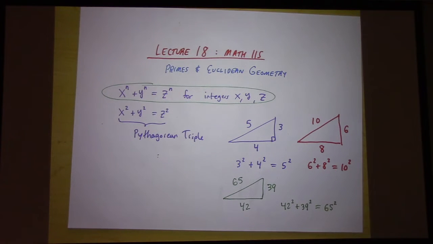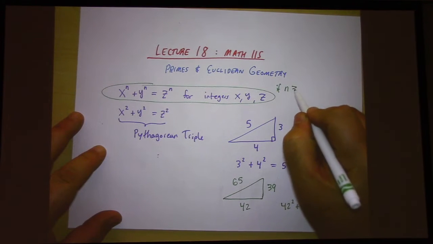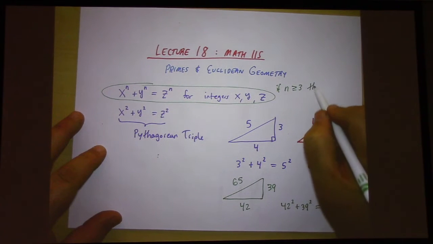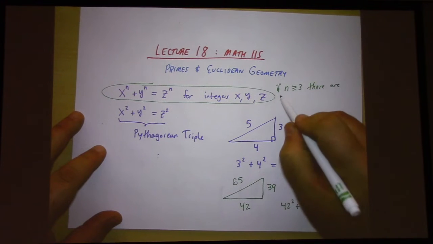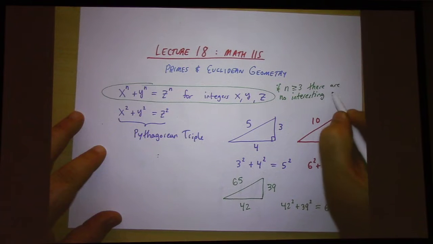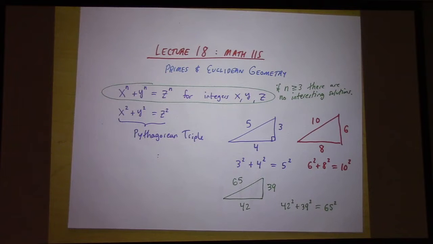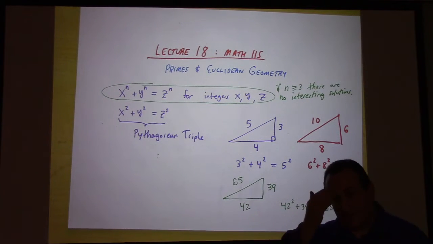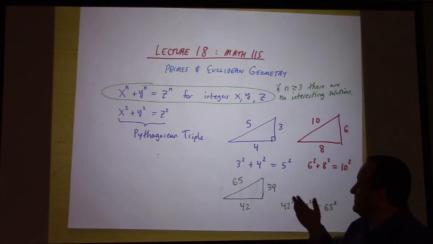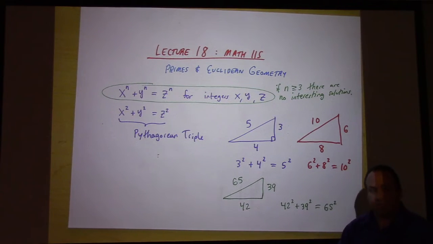So here's the weird thing. If n is greater than or equal to 3, there are no interesting solutions. What do I mean by interesting? I mean they're all non-zero, right? Of course you could put x equals 0 and y equals z, and it solves it, right? We're not interested in that. So interesting solutions would be x and y both non-zero and z also non-zero.